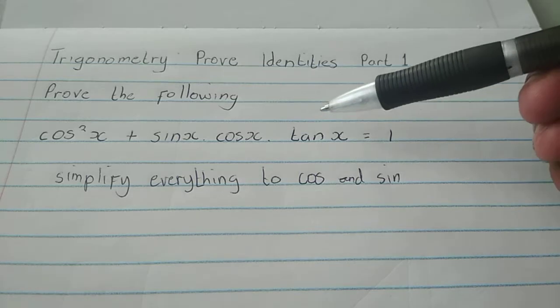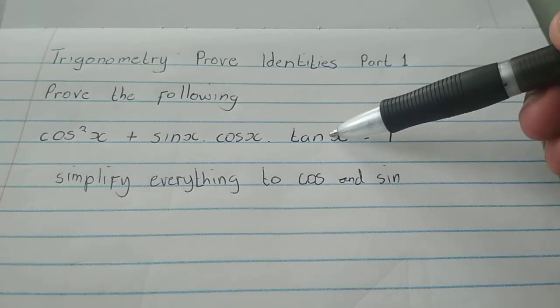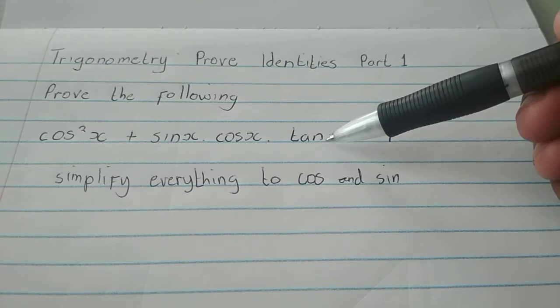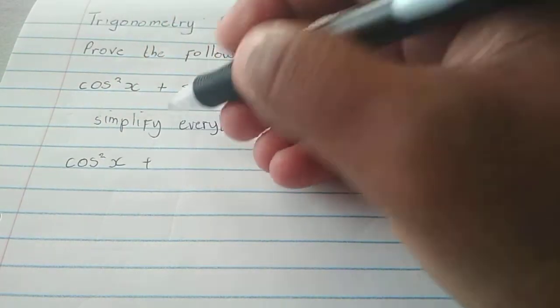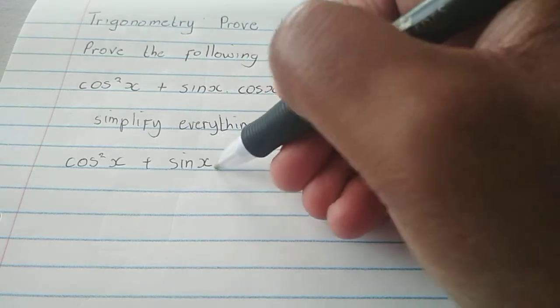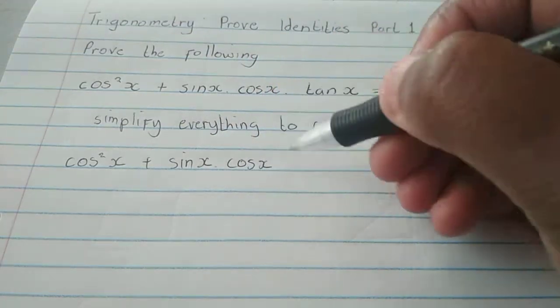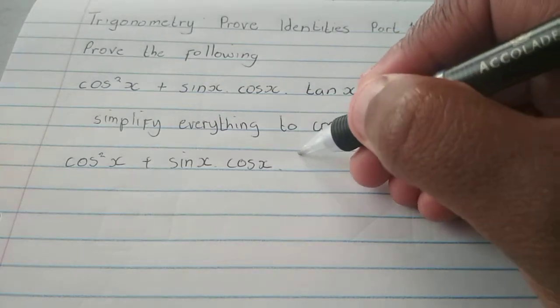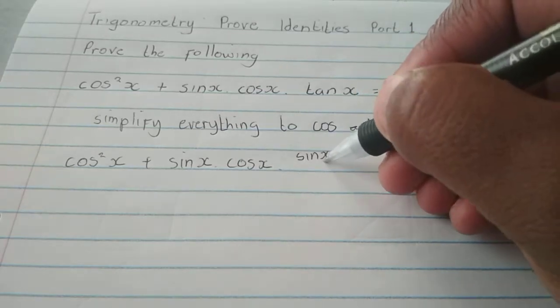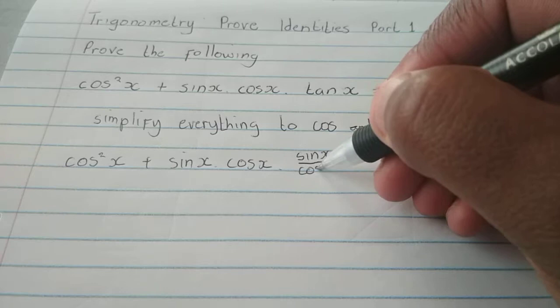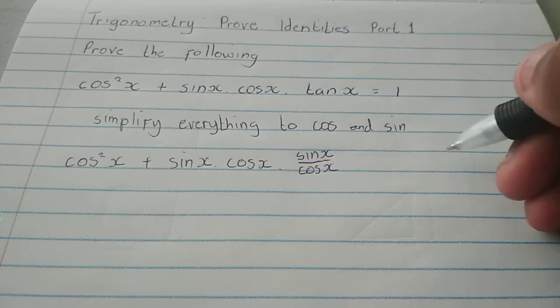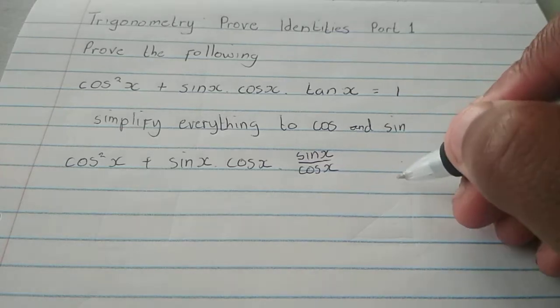So here we can see that there's a tan here. So immediately I have to deal with that first. So we will have cos squared x plus sine x times cos x times. Now tan is actually sine x over cos x.